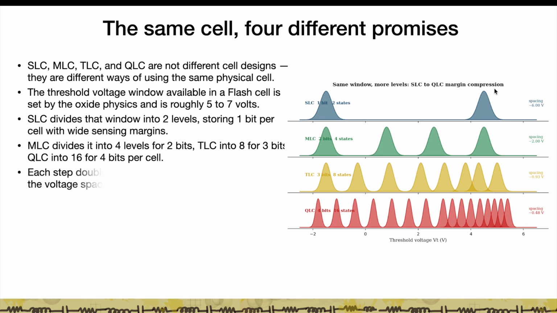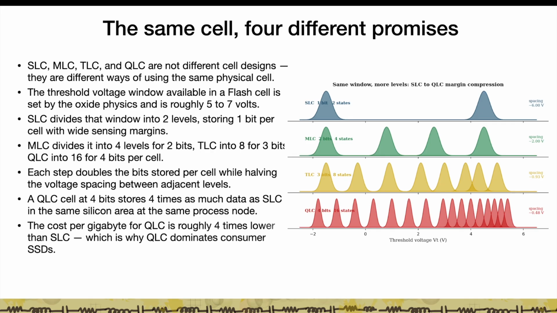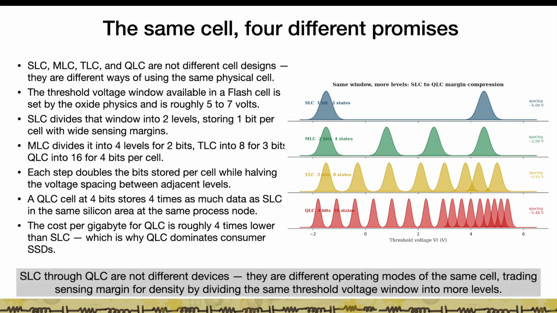Now QLC at the bottom, 16 distributions crammed into the same window. The spacing between adjacent peaks is roughly 300 to 400 millivolts. Each distribution has a sigma of around 100 millivolts. The tails of adjacent distributions are very nearly touching each other in a fresh cell. The sense amp has to distinguish between 16 voltage levels with about 300 millivolts of margin.